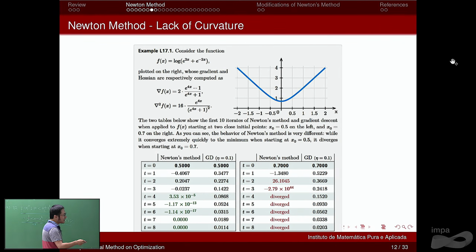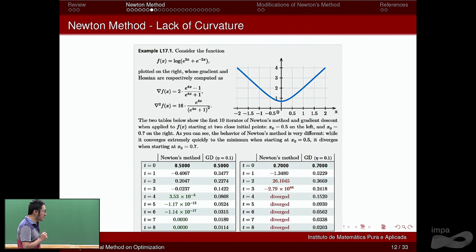We can see that if we use the initial point x0 equal to 0.5, Newton's method converges, and compared with the gradient method, it converges very fast. On the other hand, if we use the other initial point, x0 equal to 0.7, unfortunately Newton's method diverges, also very fast. But the gradient descent method will still converge. So this is the drawback of Newton's method.